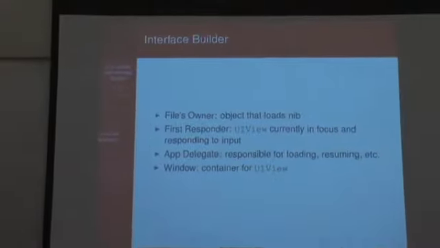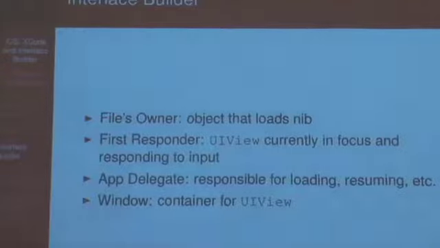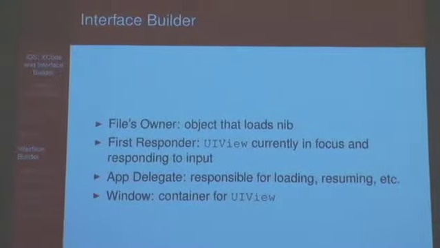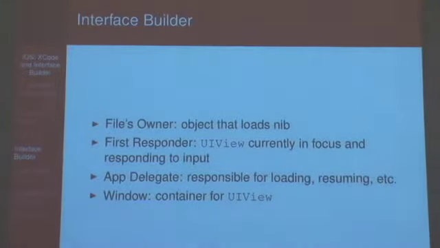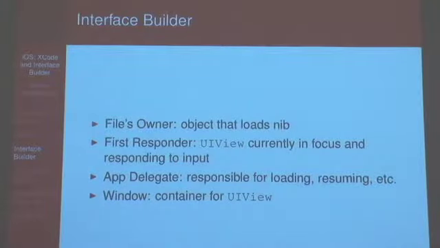So the first responder, we don't really need to worry about, but in general this is the current UI view that's in focus. So if you've selected a text field, suddenly that has focus. Or if you've switched from one view to another, the current view is going to change, the focus is going to change. The app delegate, which we saw, is this kind of global class that is in charge of passing off control from a sleep or a new app to the first view controller. And finally, the window, which is just basically the topmost container for all of your views.